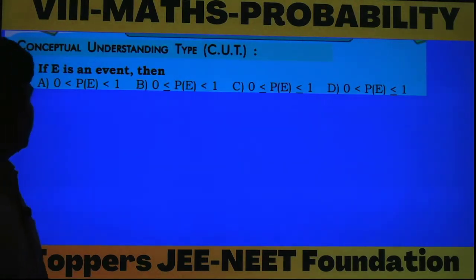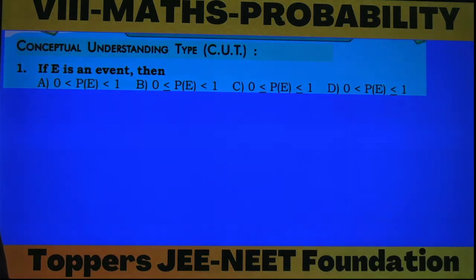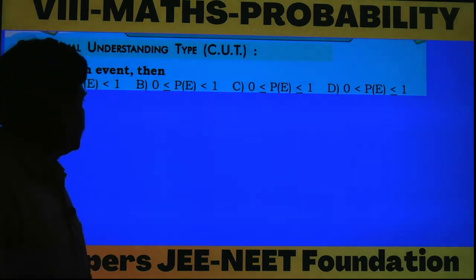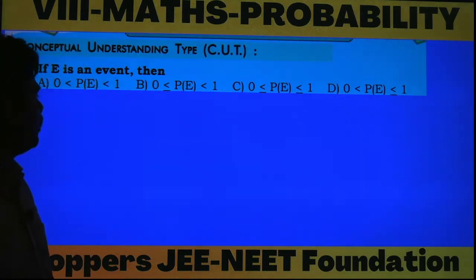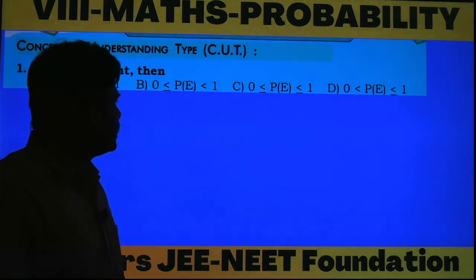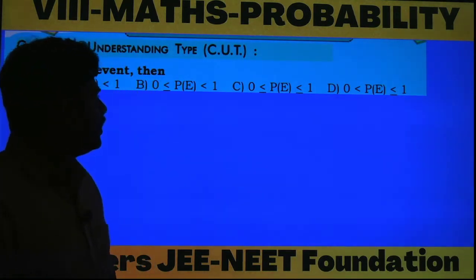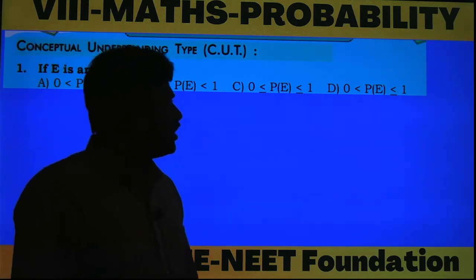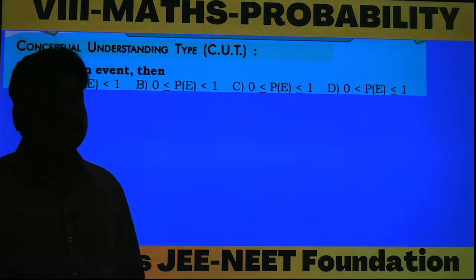If E is an event, then which of the following options is correct? Option A: 0 is less than P of E is less than 1. Option B: 0 is less than or equal to P of E is less than 1. Third option: 0 is less than or equal to P of E is less than or equal to 1. Fourth option: 0 is less than P of E is less than or equal to 1.